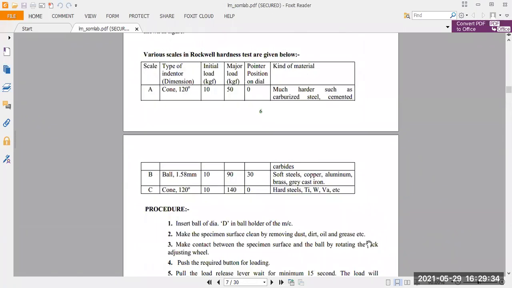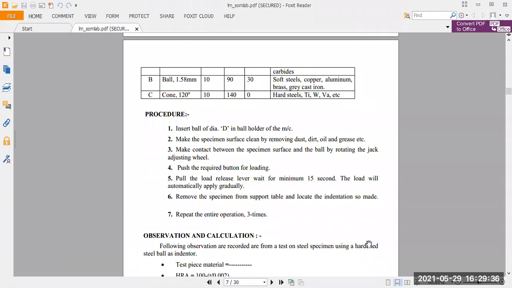So what will be the procedure? First of all, you have to insert the ball of diameter D in the ball holder. The ball diameter should be known to you because it is extremely small and cannot be measured in a normal or convenient way. Next, make the specimen surface clean by removing dust, dirt, oil, and grease. Again, the same thing we are doing.